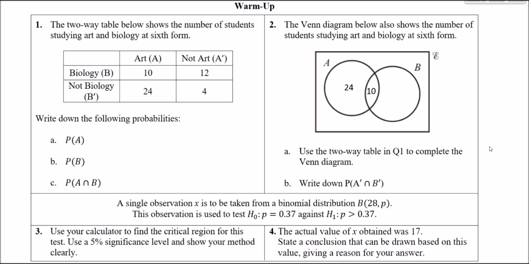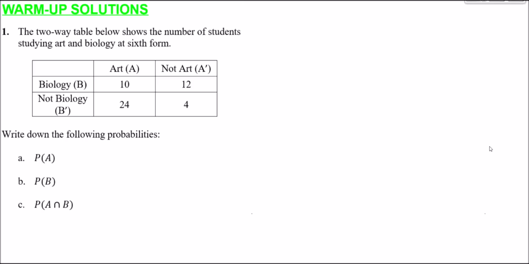Okay, so let's get started then with warm-up question 1. We have a two-way table showing the number of students studying art and biology at some sixth form, either a sixth form college or a sixth form at a school. We don't know. So we need to use this table, interpret it properly, and write down the following probabilities from it. First of all, the probability of A. In plain English, this means what's the probability of a student studying art?